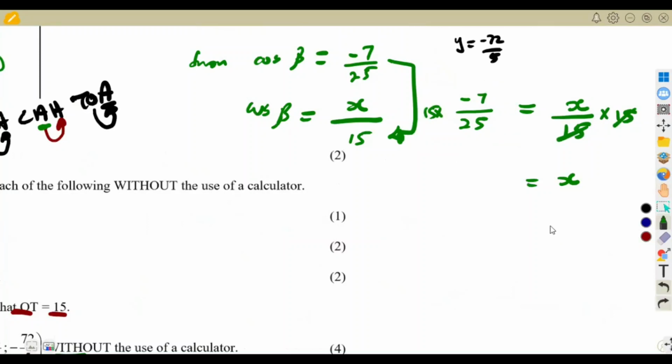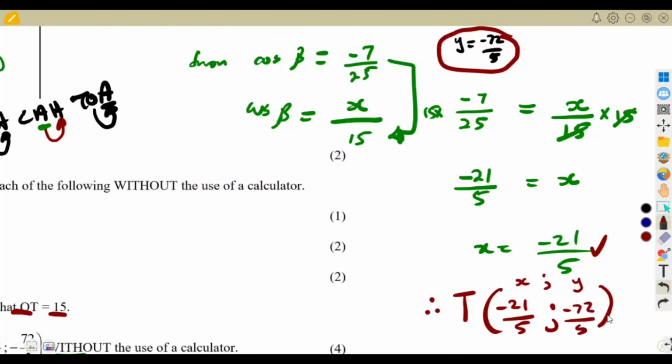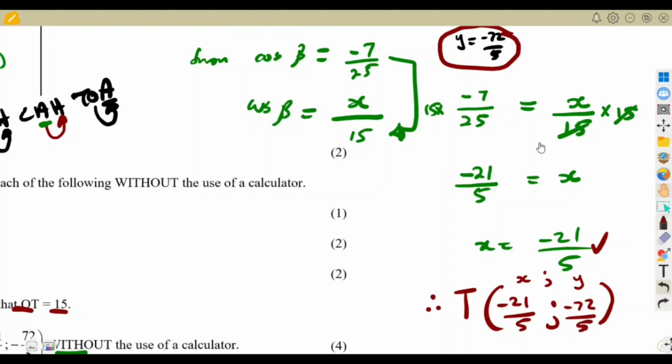I want you to do that on your calculator. You are going to get negative 21 over 5. So our x is negative 21 over 5. Therefore, the point T is made up of x and y. What is the value of x? It's negative 21 over 5. What is the value of y? We calculated y before, we got negative 72 over 5.